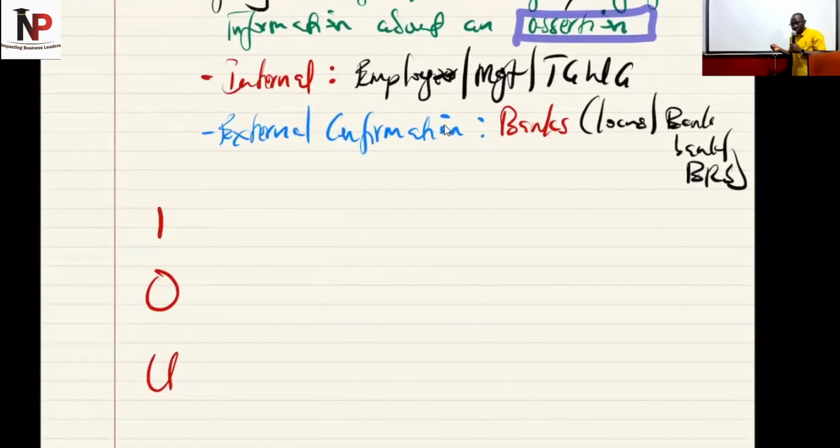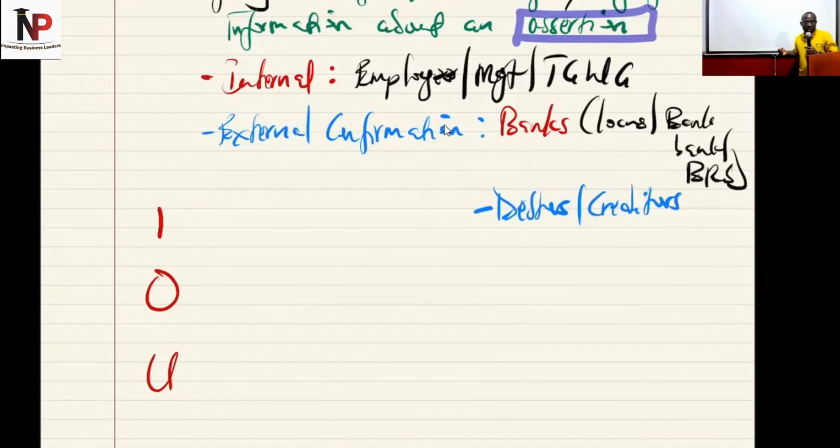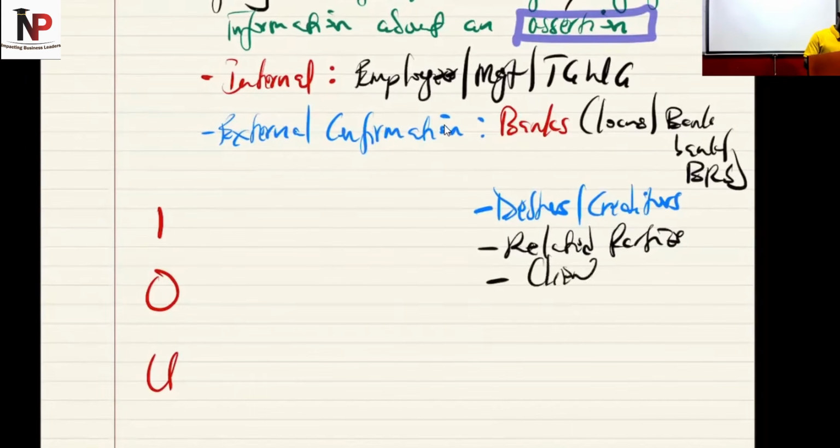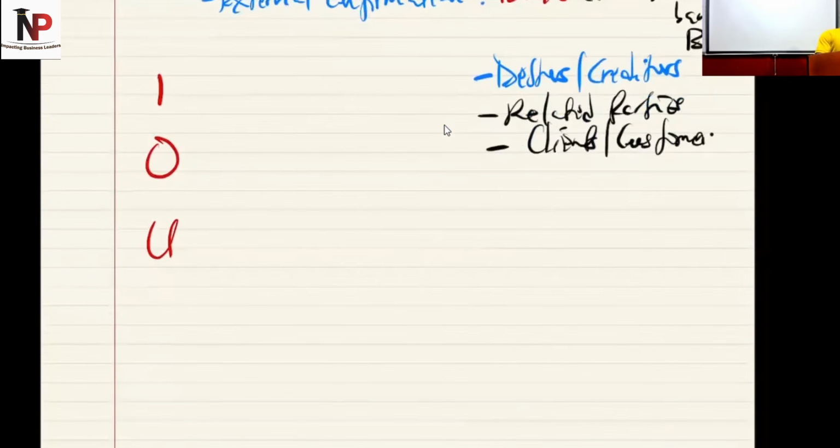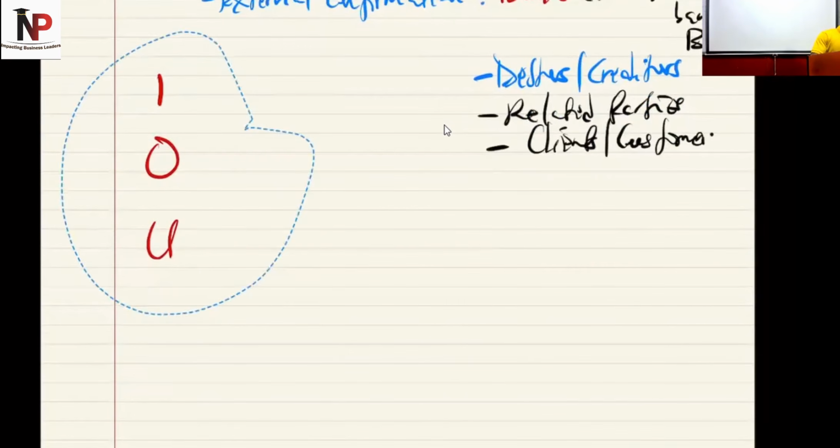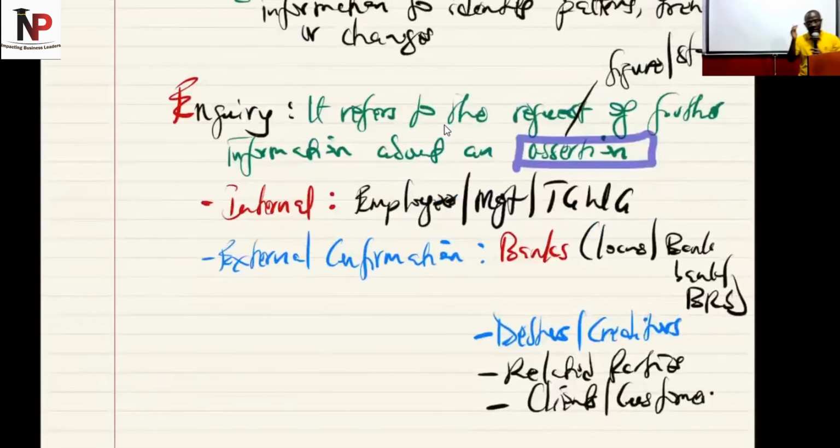Not only that, sometimes we have to speak with debtors about their debts outstanding. Sometimes we have to speak with creditors about how much we owe them as a company. And sometimes we have to speak with other related parties, if there are any, or other clients or customers of the company. That is the idea about inquiry. Are we following the picture well?